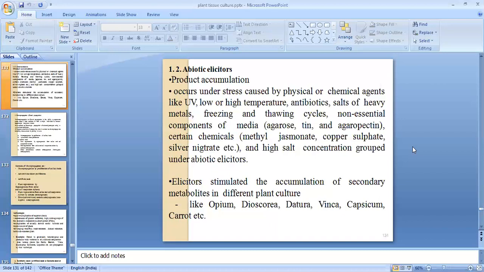And generally, the elicitors stimulate the accumulation of secondary metabolites. So there are some examples in case of opium, dioscorea, datura, vinca, capsicum, carrot. The secondary metabolite production is increased by these elicitors.